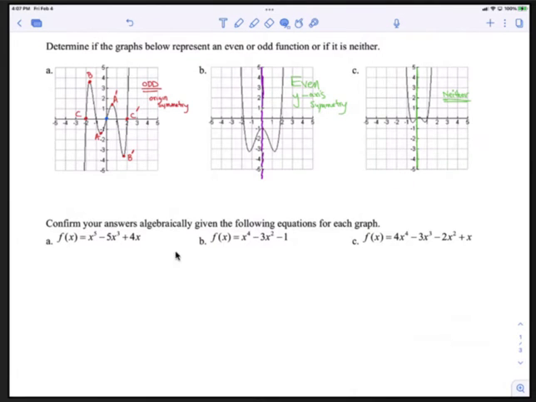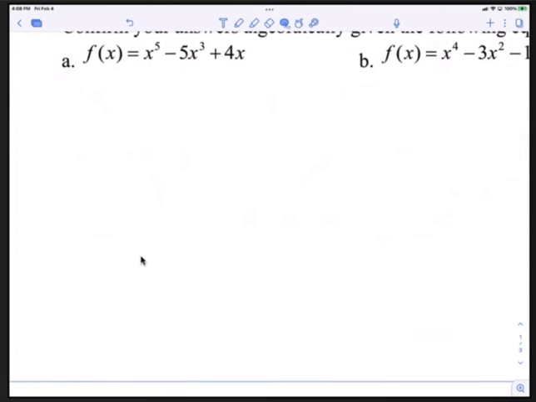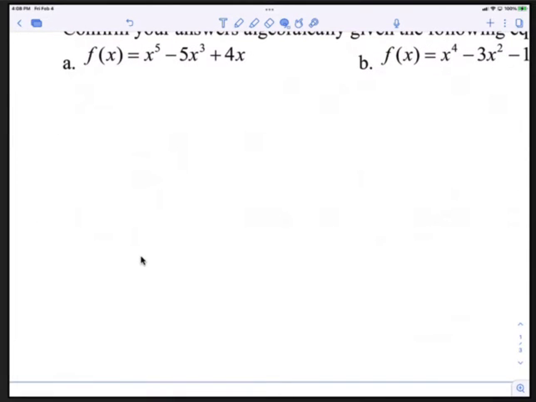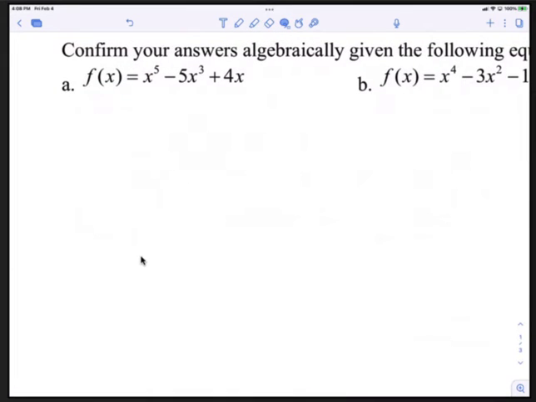All right, now in this lower section it says confirm your answers algebraically given the following equations for each graph. So for part A, the equation for graph A is f of x equals x to the 5th minus 5x to the 3rd plus 4x. We're going to determine that this is odd algebraically. To determine whether a function is even, odd, or neither, you replace the x with negative x.